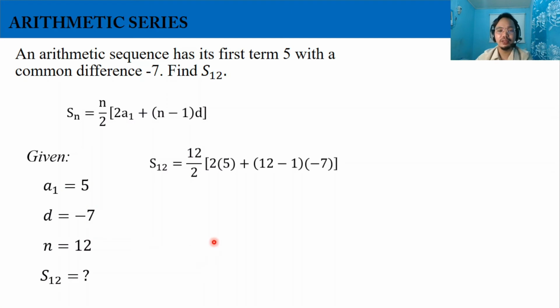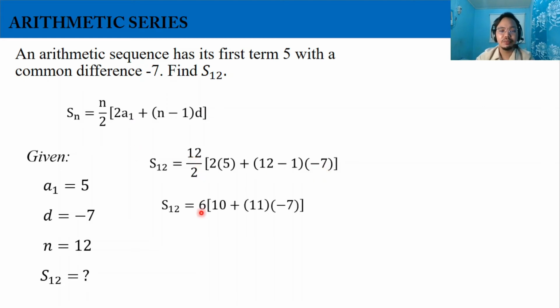So by substitution, we have 12 over 2, that is n over 2. So the value of n is 12. Then we have 2 times 5, so a sub 1, or the first term, is 5. Plus quantity, the number of terms minus 1, or 12 minus 1, multiplied by the common difference, which is negative 7. Then simplify.